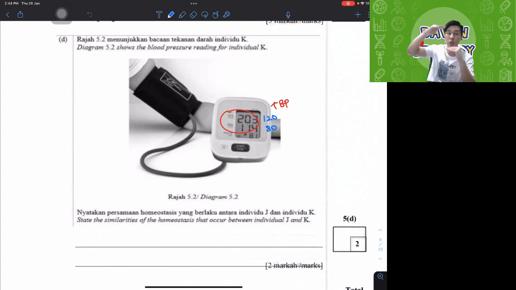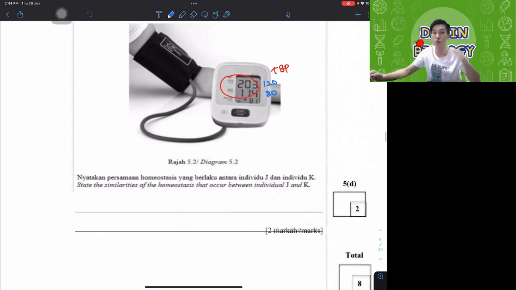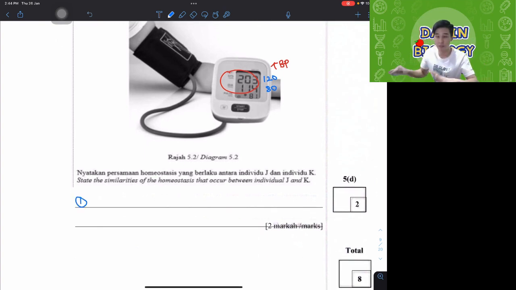If your blood pressure high, you need to do the opposite to decrease the blood pressure. It's also the same for blood sugar. Blood sugar too high, you decrease. Blood sugar too low, you increase. So that's called negative feedback mechanism. So that is one of the similarities here. Swap balik negative in PM. So both involves negative feedback mechanism.